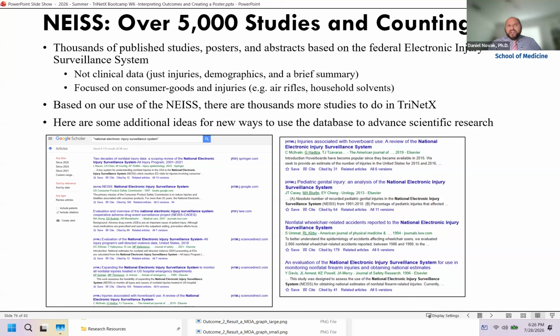I know that there's a rich, rich future in continued analyses out there because there's a data set out there called the National Electronic Injury Surveillance System that is not clinical. It is purely epidemiological injury data focused on common consumer goods. There are thousands and thousands of these. There's over 5,000 studies out there using the NEISS data. And if you get creative, you can find innovative ways to use TriNetX. And I think there's many more thousands of papers out there for us to do as well.